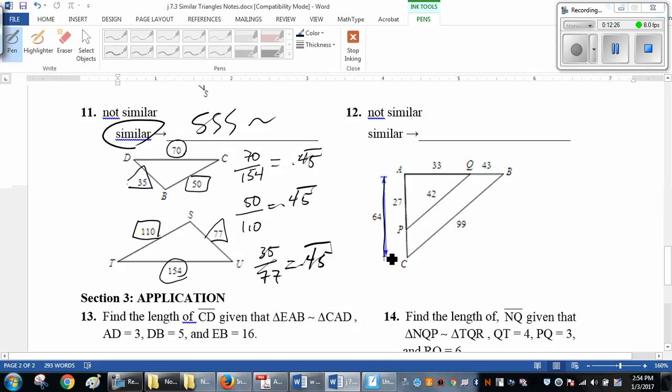Okay, now here I got 33 and 43. Look at this big triangle then. 33 plus 43 gives me 76. That's what we're going to be comparing.